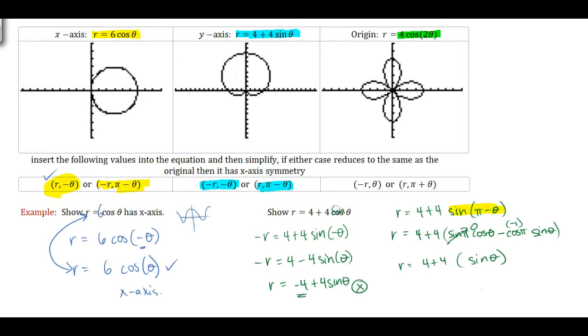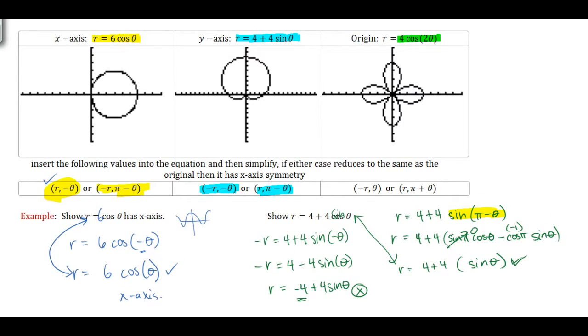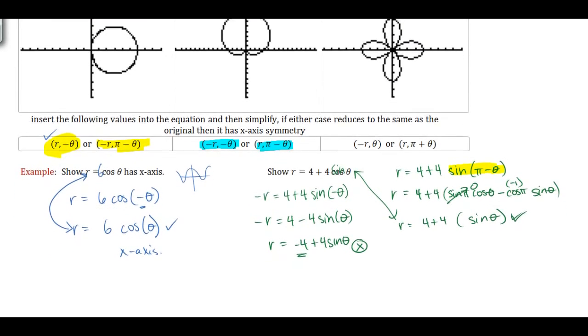And notice back at the original problem, if I would have written it right, I would have had 4 plus 4 sine theta, and therefore we do actually have y-axis symmetry. And that's how you go about proving symmetry, right? You could do the same thing with origin symmetry. So plug it in and show that it works, and life is good.